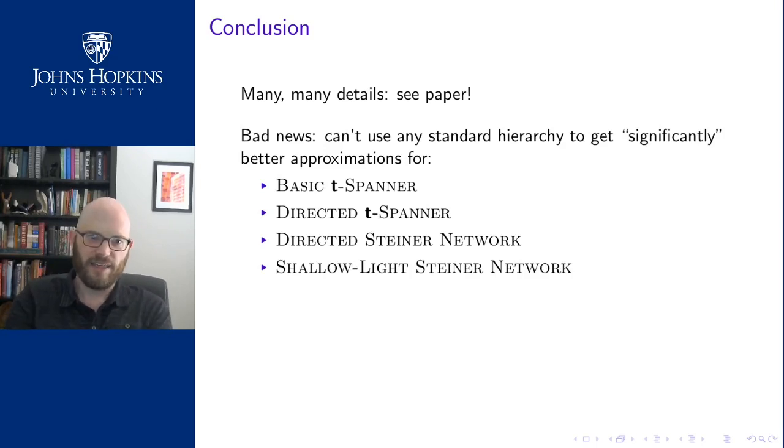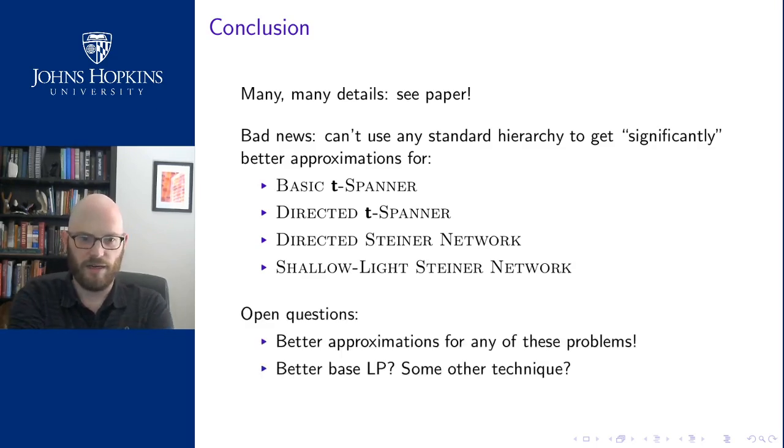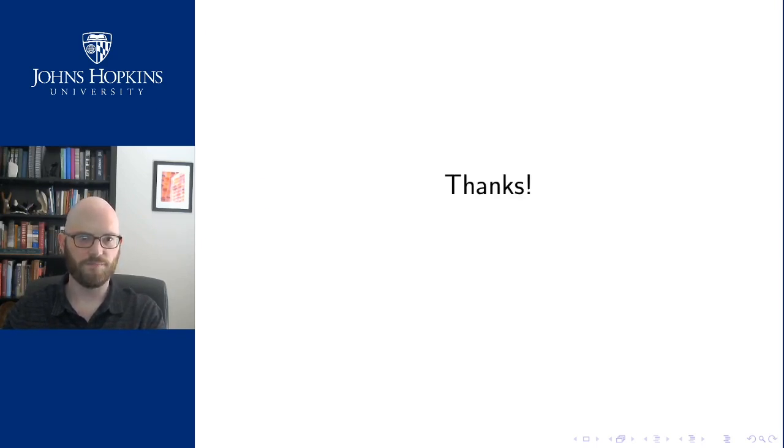The message, though, at the end of the day, is that you can't use these standard hierarchies to get significantly better approximations for these kinds of problems, for spanners, for Steiner network, shallow-light Steiner network, and similar things. There are obvious open questions, right? Still, I'd like to get better approximations. Maybe I just need some new technique. Maybe I can still use the hierarchies. I just need a better base LP. Totally plausible. I don't know how to do that, but that would be very interesting. So still lots of interesting things to work on.